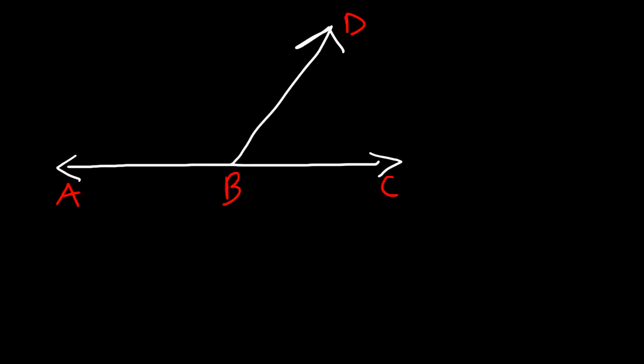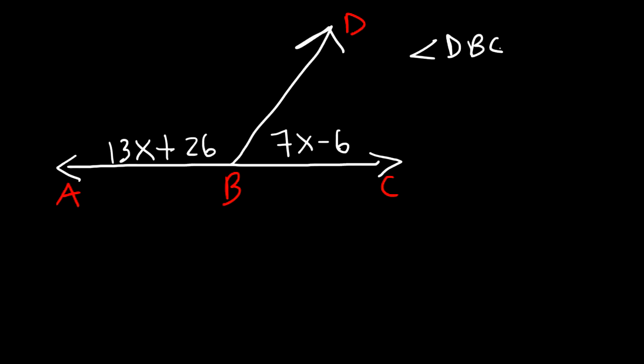Now let's say we have a straight line, and let's say this is A, B, C, and D. And let's say that angle DBC is 7x minus 6, and angle ABD is 13x plus 26. Go ahead and find the angle DBC. Find its measure. Feel free to pause the video.